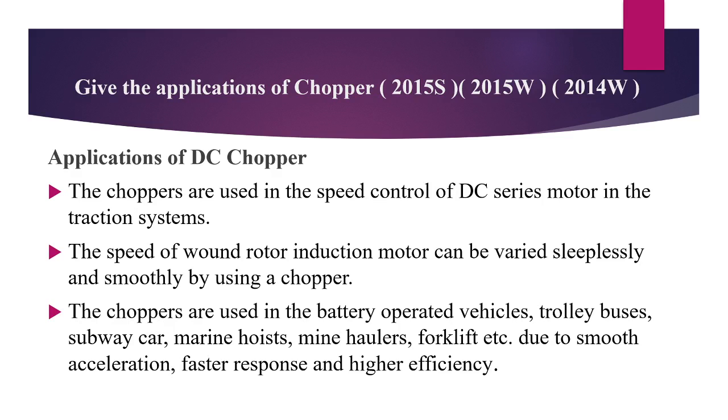Give the application of chopper. The DC chopper is associated with a variable DC supply. It is useful for speed control of DC series motor, speed control of wound rotor induction motor, and battery operated variable DC supply vehicles, trolley buses, subway cars, marine hoists, mine haulers, etc., due to faster response, higher efficiency, and smooth acceleration.